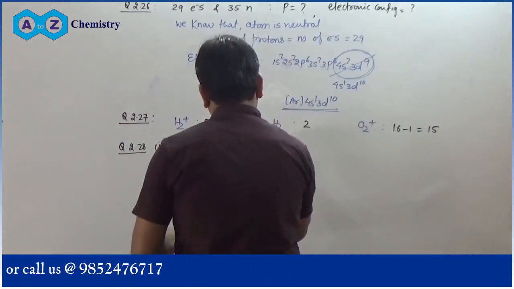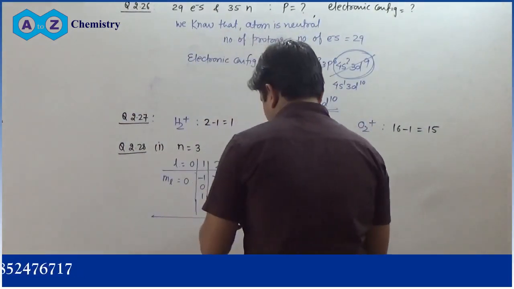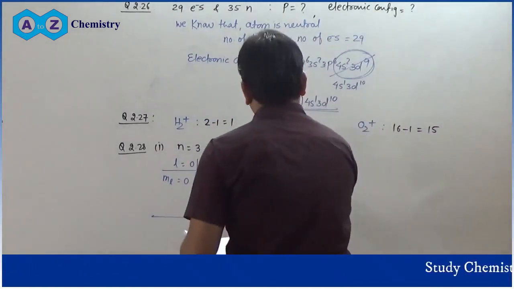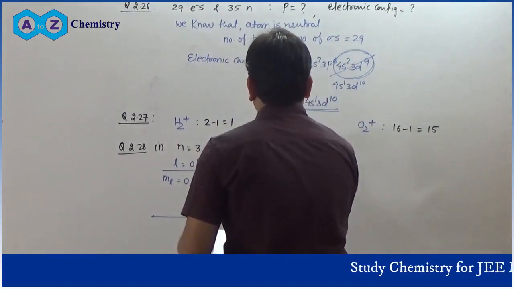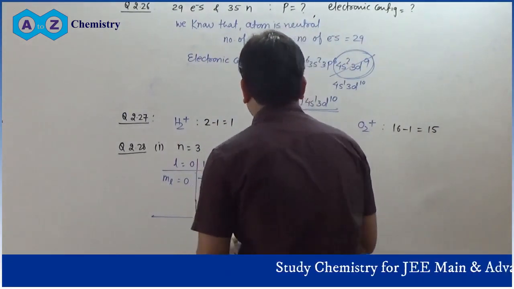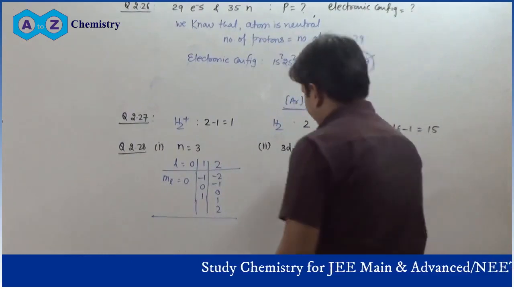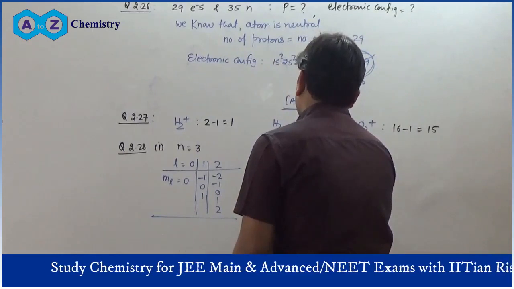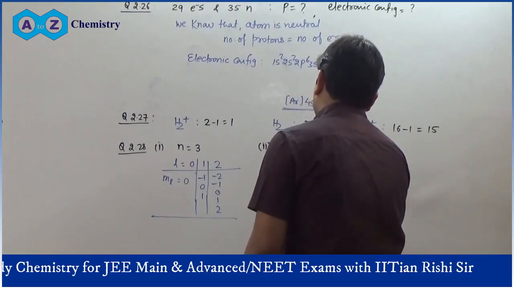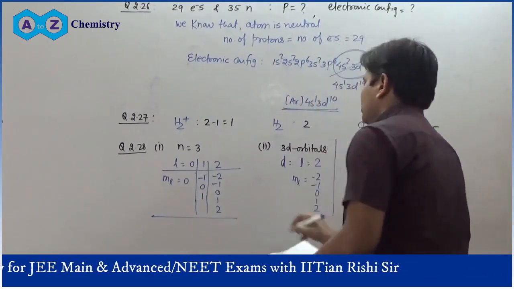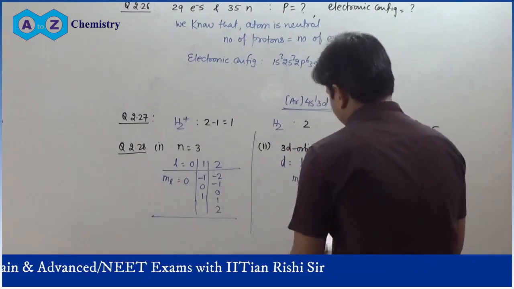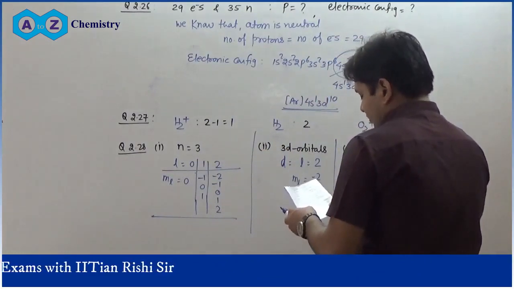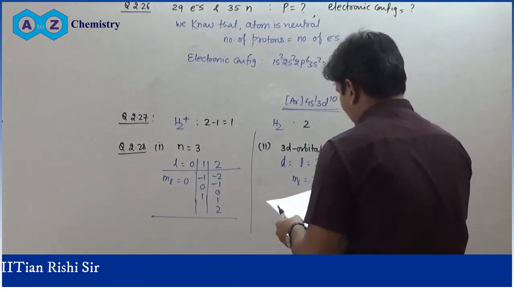Second part is to list the quantum numbers ml and l for 3d orbitals. For 3d orbitals we have to list the l and ml values. For d orbital, as we have done previously, l value is equal to 2, so ml value is equal to minus 2, minus 1, 0, 1 and 2. All are possible in this case. The third case is which of the following orbitals are possible?